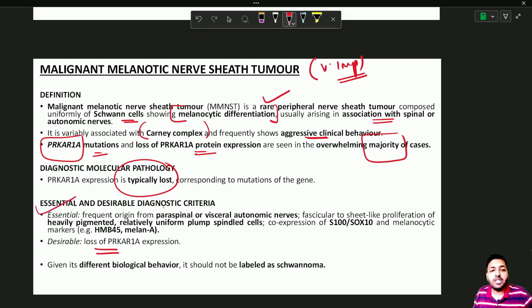Essential is frequent origin from paraspinal or visceral autonomic nerve, fascicular to sheet-like proliferation of heavily pigmented, relatively uniform plump spindle cells, and co-expression of S100, SOX10 and melanocytic markers. Okay, so there is co-expression of both the markers, S100, SOX10 as well as melanocytic markers. So given its different biological behavior, it should not be labeled as a melanotic schwannoma. That is why WHO has completely renamed it as a new entity, malignant melanotic nerve sheath tumor.